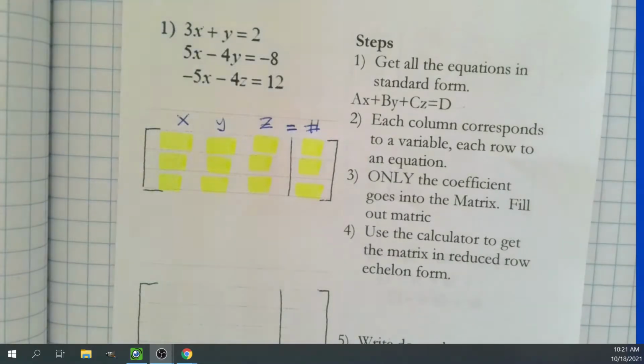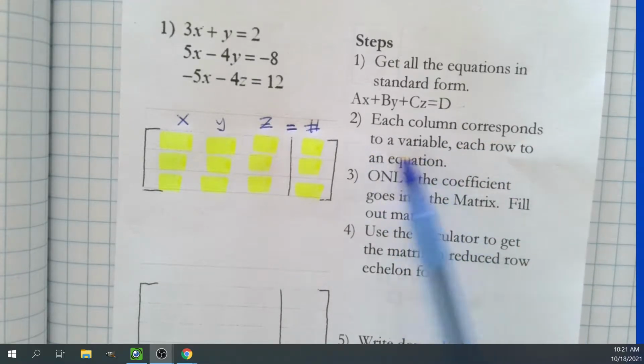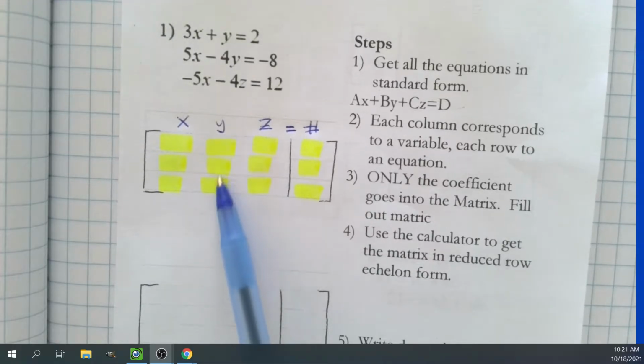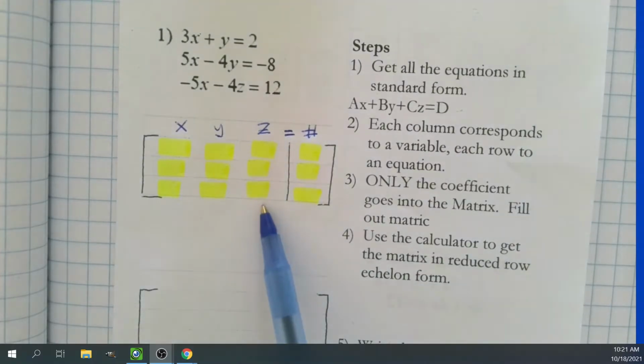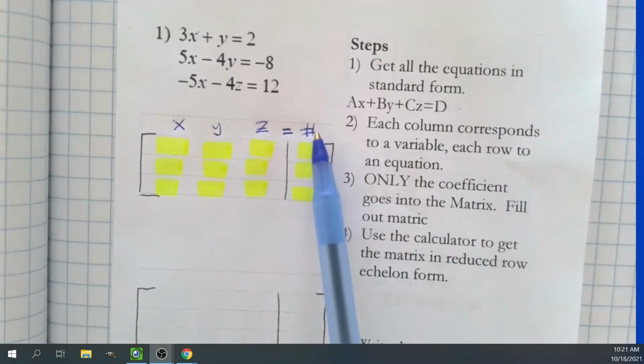It's too much. Okay, you guys got it? So what this means is each column corresponds to a variable. Notice that all the X's are going to go here. All the Y's are going to go here. All the Z's are going to be here. Equal sign and a number.